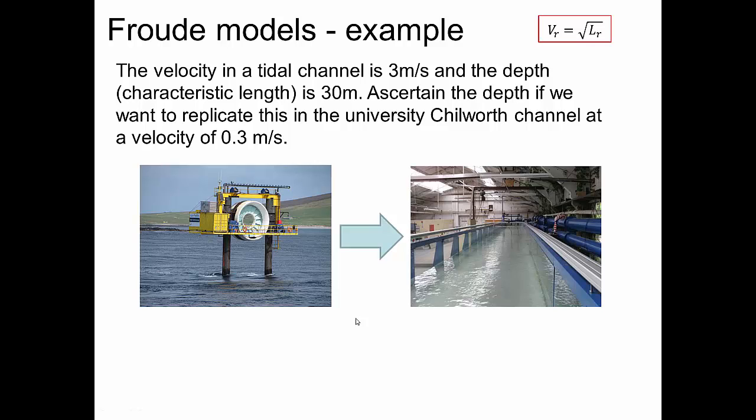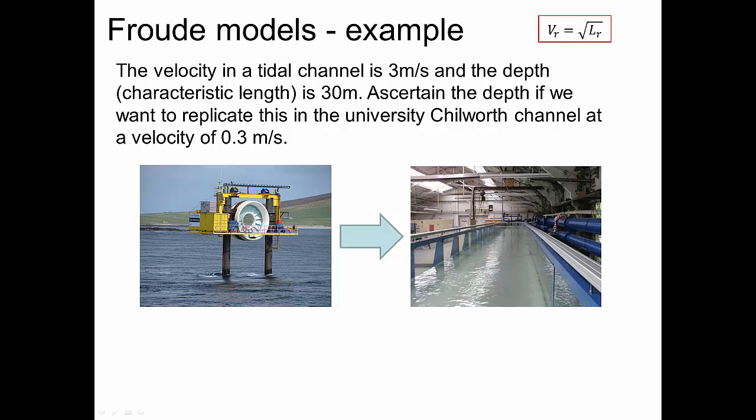So here we go. This is the OpenHydro turbine at EMEC, the European Marine Energy Centre, up in the north of Scotland. That's in a real channel, and that real channel is running at 3 meters per second and is 30 meters deep. So when that turbine goes underwater and gets submerged, the flow will interact around the structure in a certain way. So I need to scale that down to my water channel, which is, well, considerably smaller. So I need the same type of flow regime effectively. So what we're saying is the velocity ratio is equal to the root of the length ratio, and we've got some numbers in here.